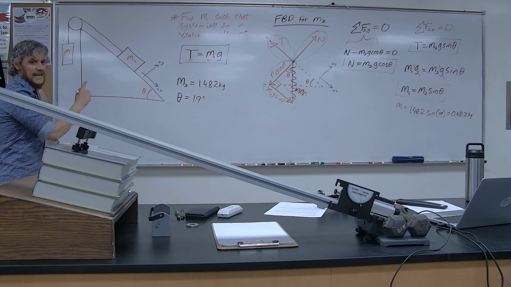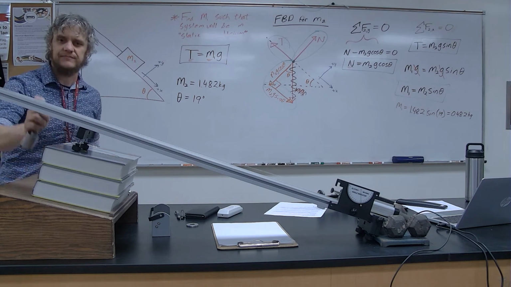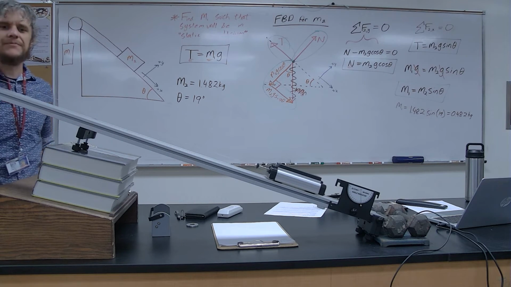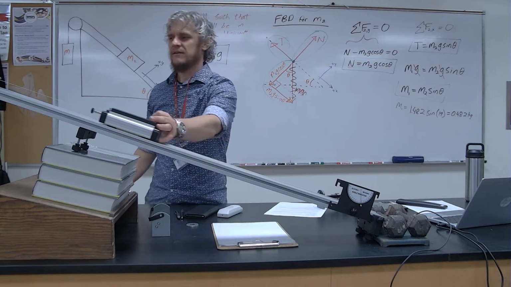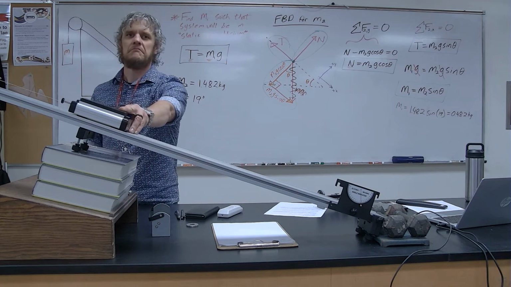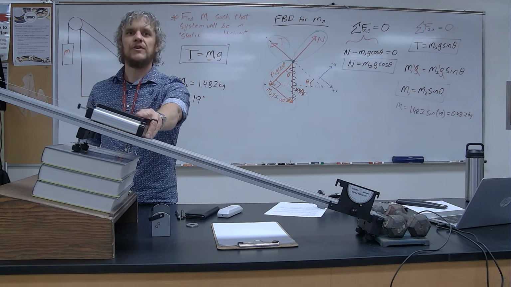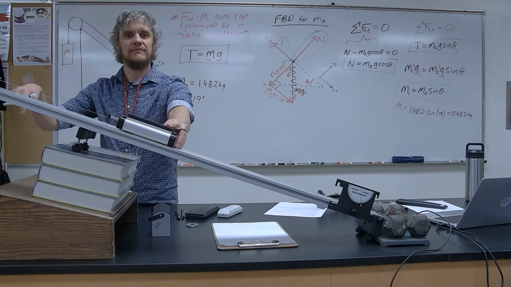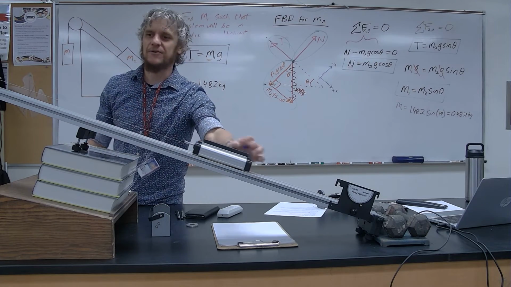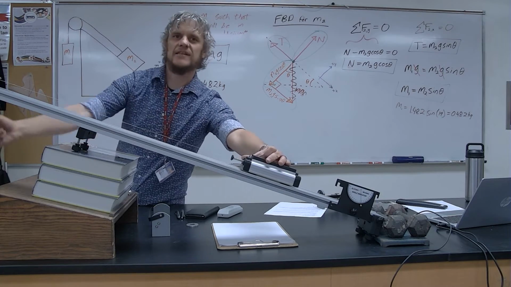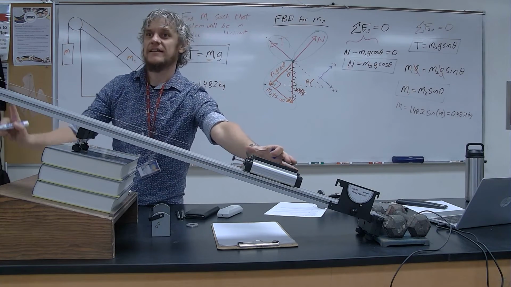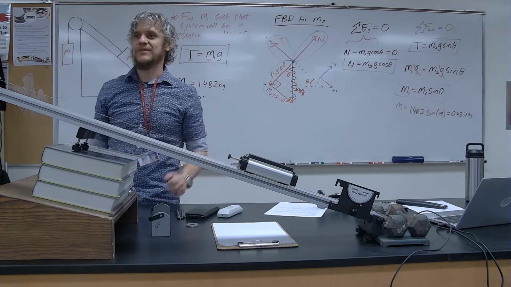Okay, if M2 is moving up the ramp at a constant 2 meters per second, describe M1's motion. 2 meters per second straight down. If this cart is accelerating down the ramp at 1 meter per second squared, what's this guy doing? Accelerating upwards at 1 meter per second squared.